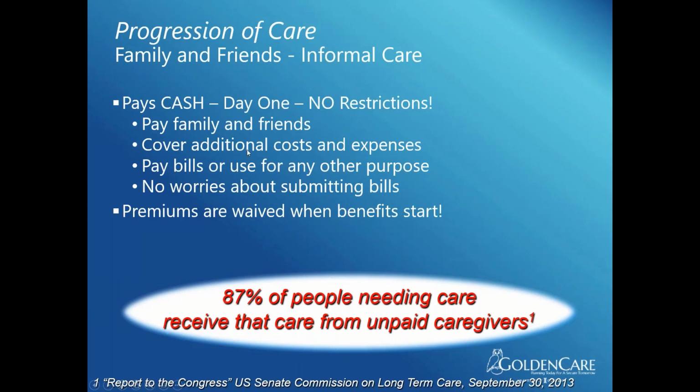But so this is progression. We start at home. We have, again, a combination of maybe a nurse coming out, but mainly it's the family that are stepping in. 80% of people needing care receive it from unpaid caregivers. Again, 3 to 4, there's mostly family members there.